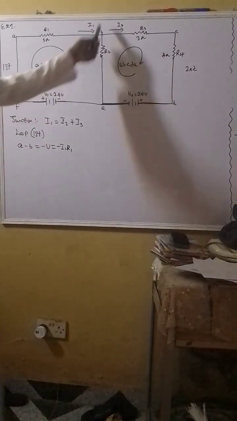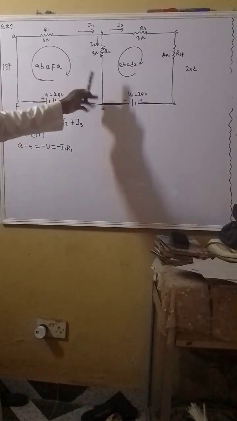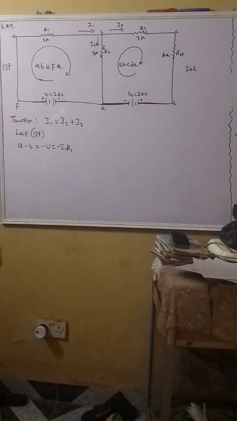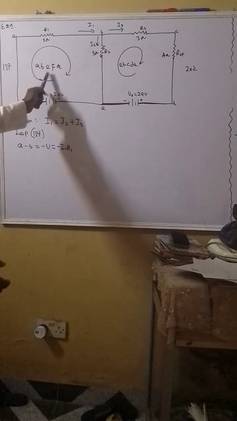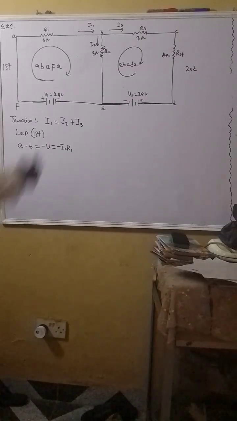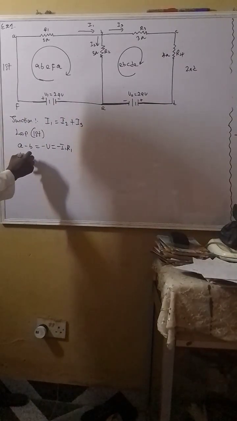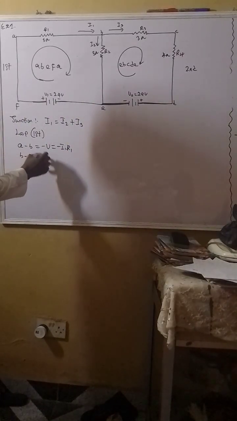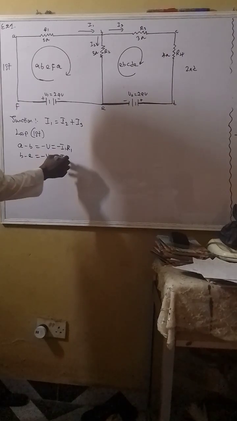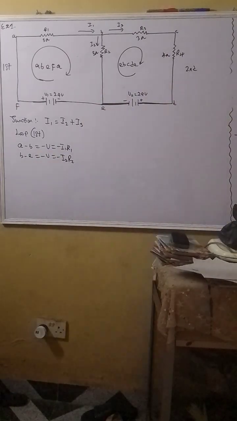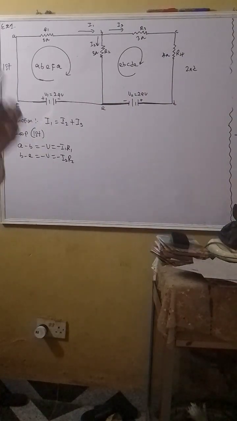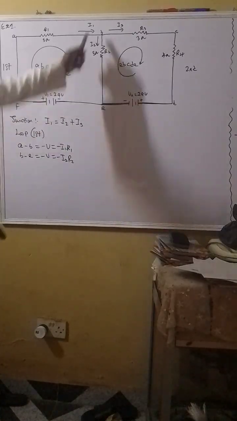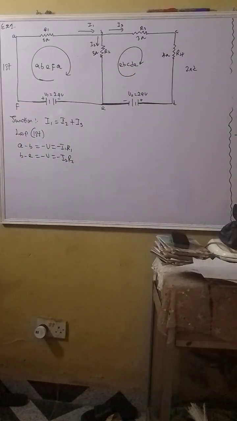From B to E it is also the same thing. The current is moving in the same direction as the resistor. So at that point, B to E equals negative V, which equals negative current I2, resistor R2. Now if you look at E to F, we are not considering a resistor anymore. We are considering the voltage there.